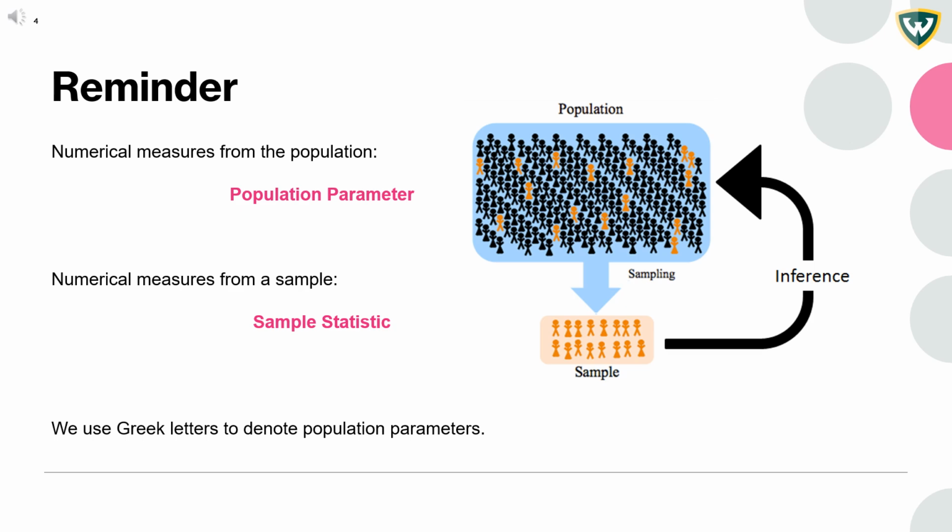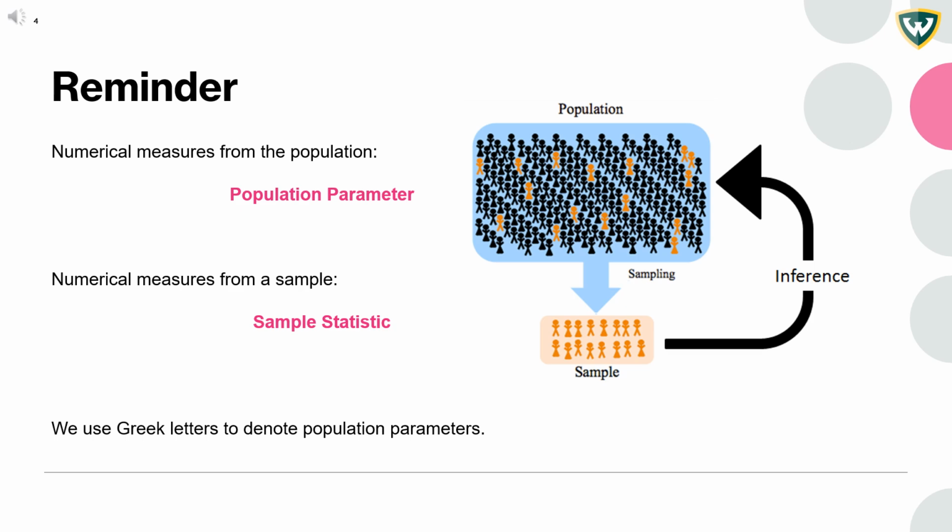In statistics, numerical measures differ depending on whether they come from an entire population or just a sample. Population parameters: when we calculate a measure from the entire population, it's called a population parameter. These parameters give us a complete picture of the data and are often denoted by Greek letters. For example, the population mean is represented by the Greek letter mu, and the population standard deviation is denoted by sigma.